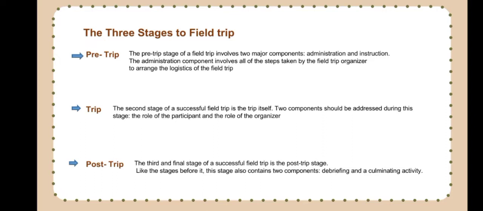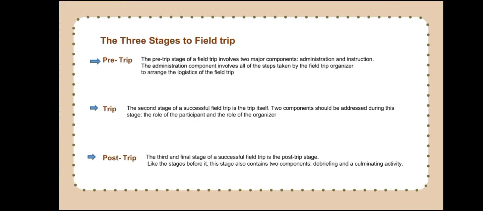The administration component involves all the steps taken by the field trip organizer to arrange the logistics of the field trip. Next is the trip. The second stage of a successful field trip is the trip itself. Lastly is the post-trip. This is the stage of a successful trip that contains two components, which are the debriefing and a culminating activity.